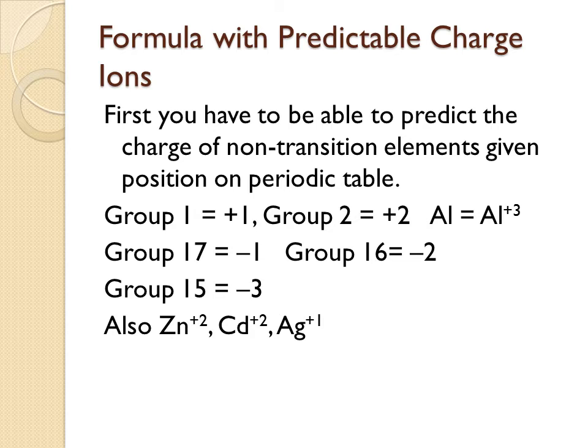And then coming from the other direction, the group 17 elements form a -1, the group 16 form a -2, and group 15 form a -3 charge. That makes them like the noble gases, which they're trying to be like. The other 3 metals listed always form the same ion, so they are predictable as well. Zinc always forms a +2, cadmium always forms a +2, and silver always forms a +1.